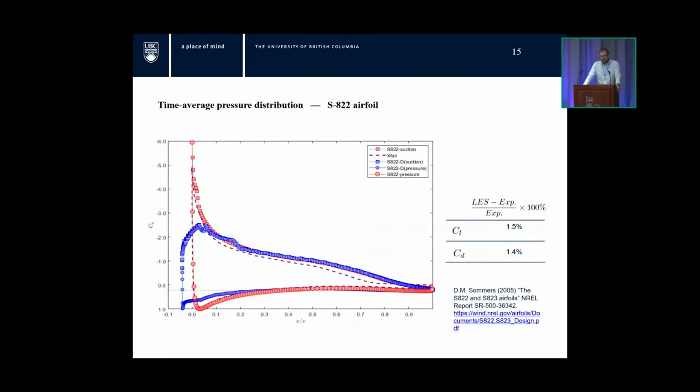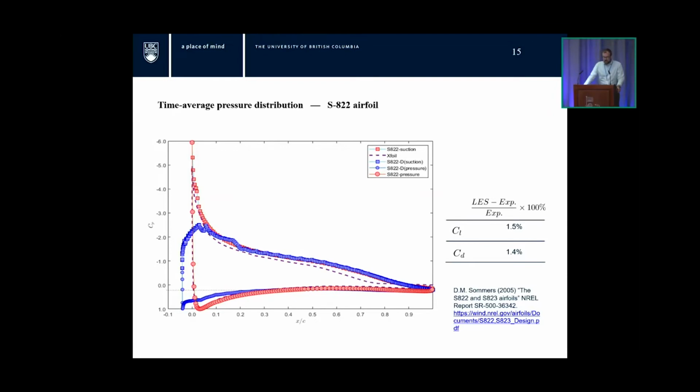Here's a view of the time averaged flow field. This is in terms of the pressure distribution for the S822 airfoil. The dashed black line is the prediction from X-foil. Regrettably, the experiment only provided lift and drag coefficients, not the CP distribution. So we're comparing against X-foil as the reference. Whether it's more true to real life or the LES is more true to real life, no one can know. We don't have the experiments.